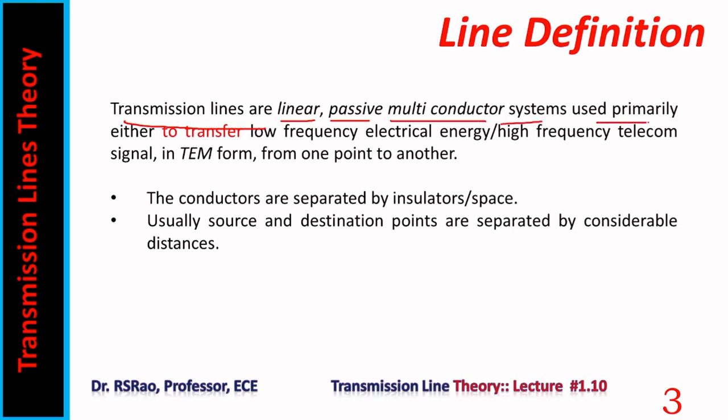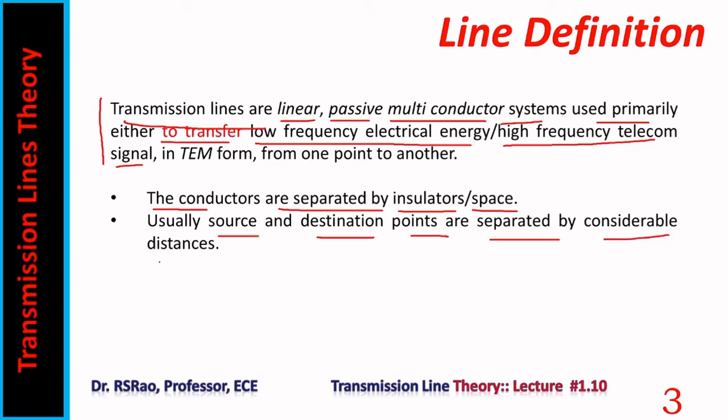These are used primarily either to transfer low frequency electrical energy or high frequency telecom signal or both in TEM form from one point to another. This is a definition for transmission lines. The conductors in the line are separated by insulators or by air. Usually source and destination points are separated by considerable distances.